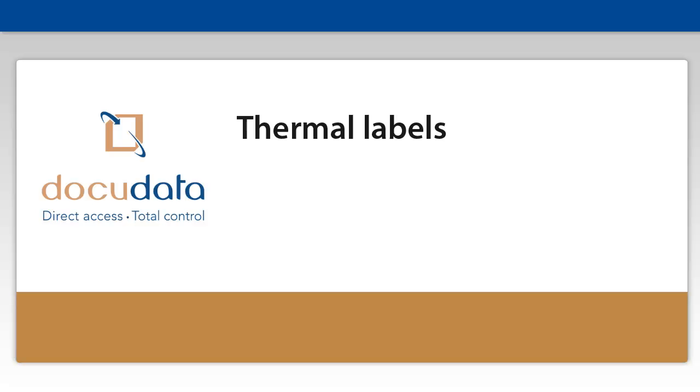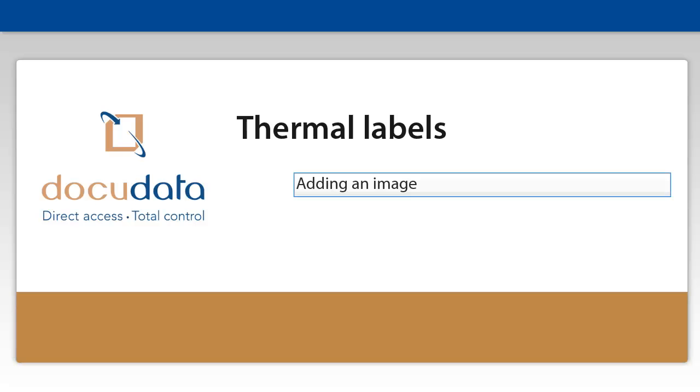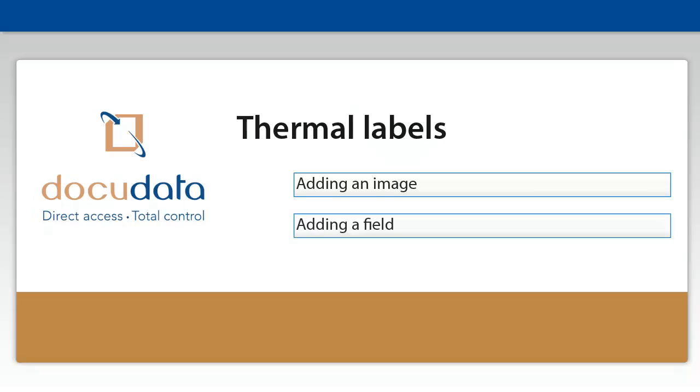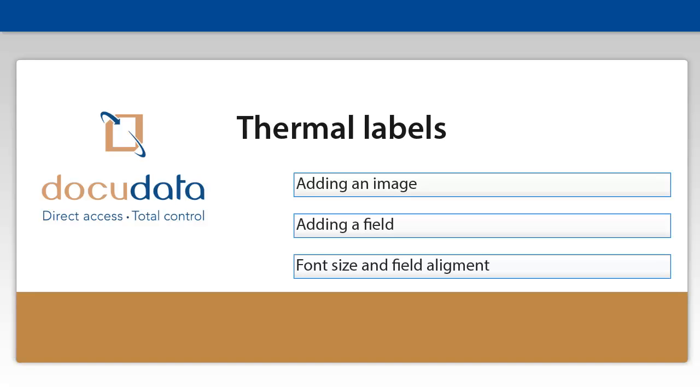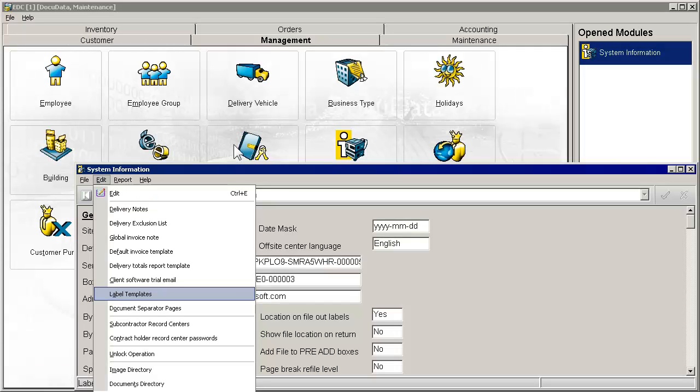You may also wish to modify your thermal label templates. In this example, we will add the same logo to our box label template. In some cases, you may also wish to add a field to a label template. Finally, we'll have to adjust the font size and make sure that the fields are properly aligned. To access the label templates, we will go to the Management tab and open the System Information module. Then we will go to the Edit menu and select Label Templates.